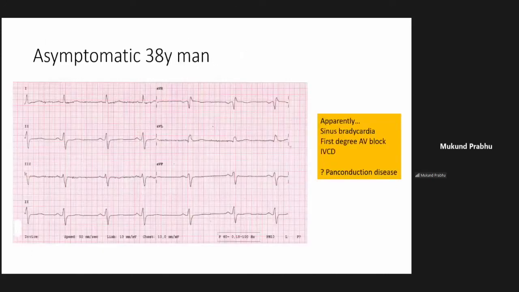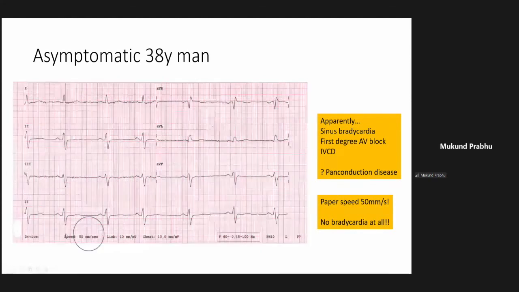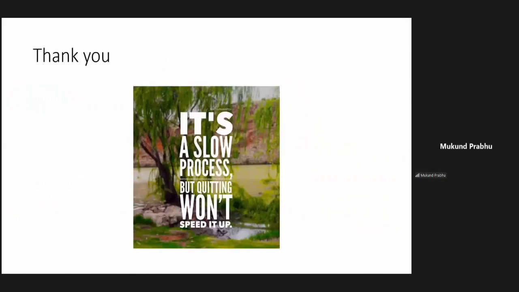This is my last ECG, an asymptomatic 38-year-old man. Apparently, he has sinus bradycardia, first degree AV block, intraventricular conduction delay, probably RBBB or LBBB, we don't know as we don't have precordial leads, and likely having a pan conduction system disease. But if you see closely, the paper speed is 50 millimeters. So it's an artifactual bradycardia. You have to always confirm the paper speed before making a diagnosis of any bradycardia, or for that matter, tachycardia either. With that, I complete my small session.